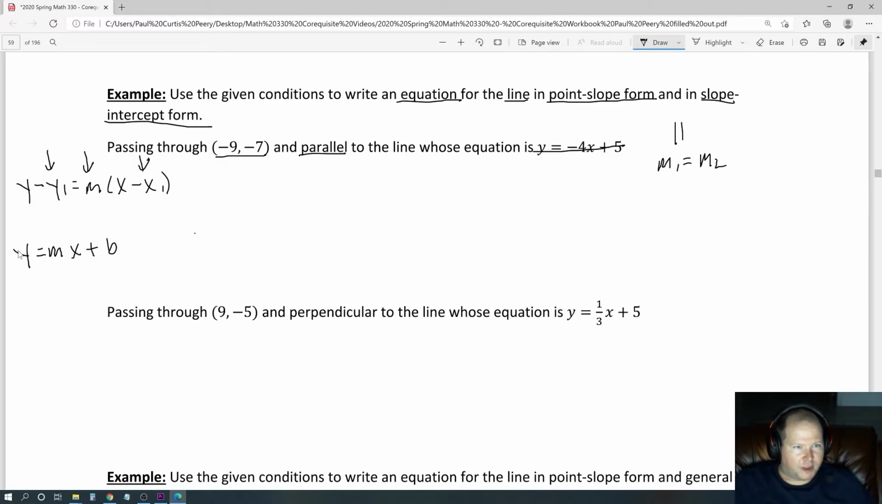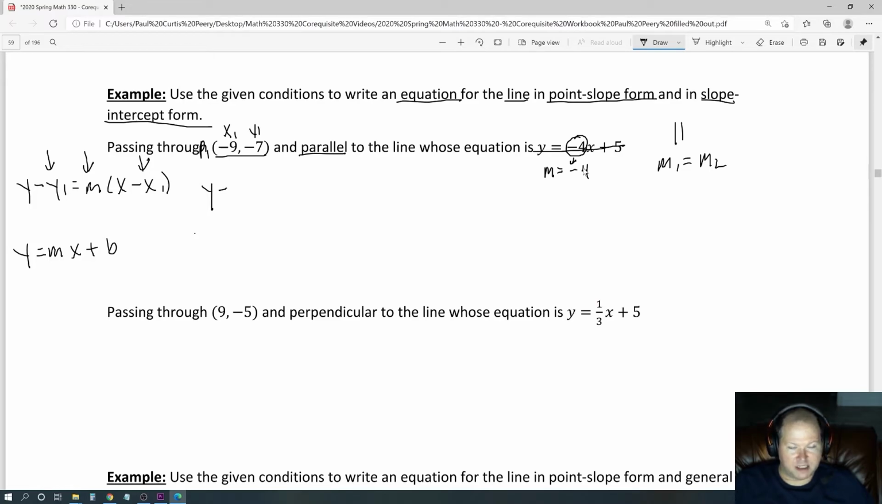So they gave us a point, so we can say this is point 1, and this is x1, and this is y1. And now that we know it's parallel to this other equation, we know that means the slope is equal, and we look at this right here, and we say, well, the slope is -4. So now we have a slope, and we have a point, and that gives us x1 and y1. Okay, cool. So we plug everything in.